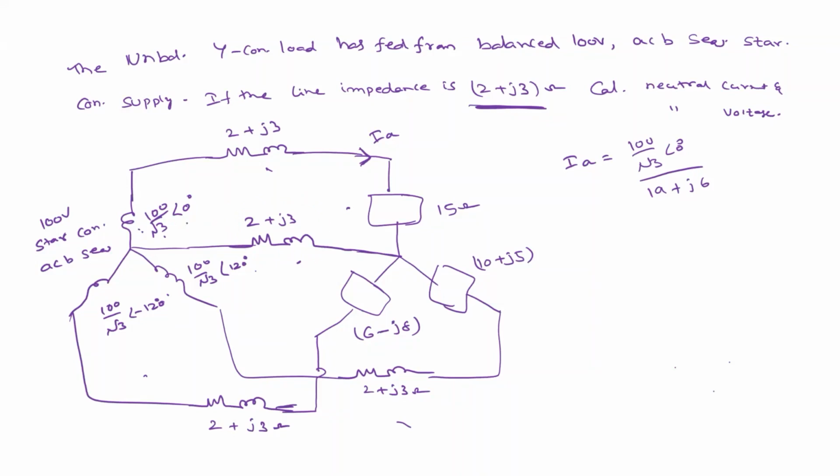Which are due to this voltage source, this voltage source, and this voltage source, right? We have 3 voltage sources. Yes, sir. So right now we are calculating the current that is flowing through this neutral with this first voltage source. So this is the one, right? Agree with that?